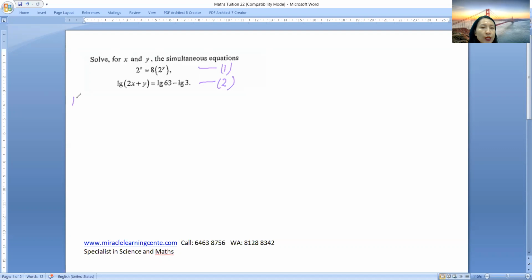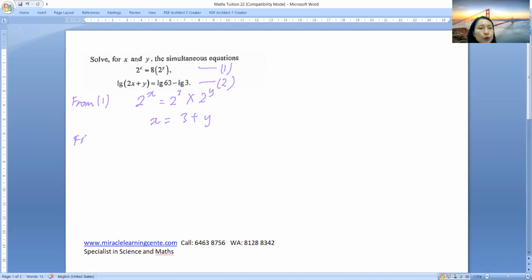So from equation 1, we notice that the base is the same. So 2 to the power of x, 8 we can make it 2 to the power of 3 times 2 to the power of y. So x is equal to 3 plus y, because the base is the same. So the powers multiply, you take 3 plus y.